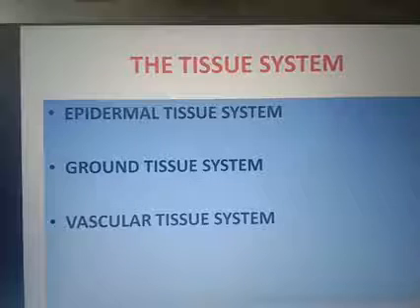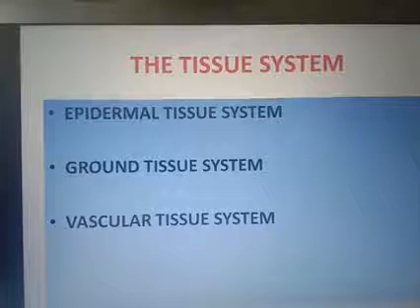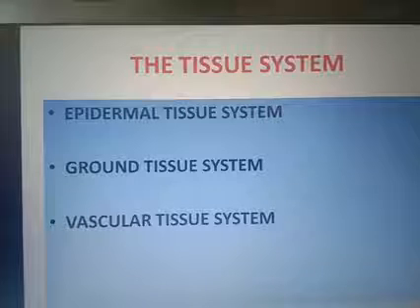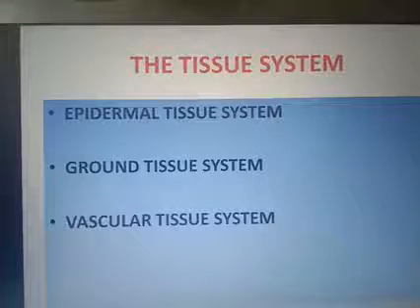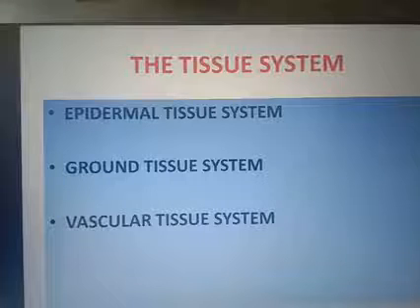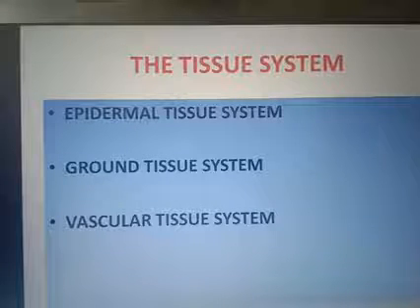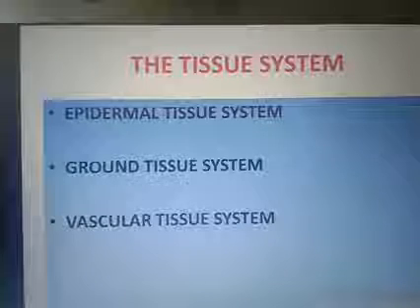Everyone, we are continuing our chapter. Our chapter name is Anatomy of Flowering Plants. So we discussed different types of tissues. Next we are discussing the tissue system. Based on the location, structure and the function, the plant tissue systems are classified into mainly three types.